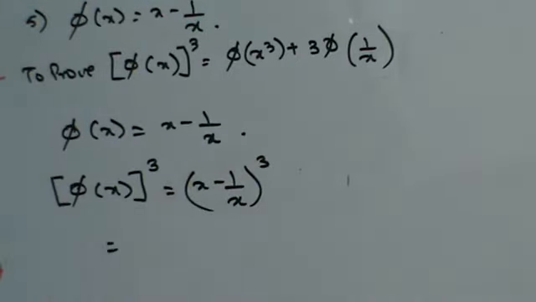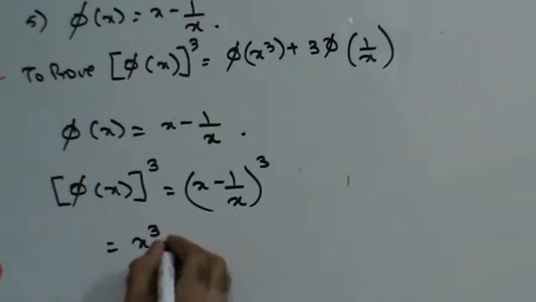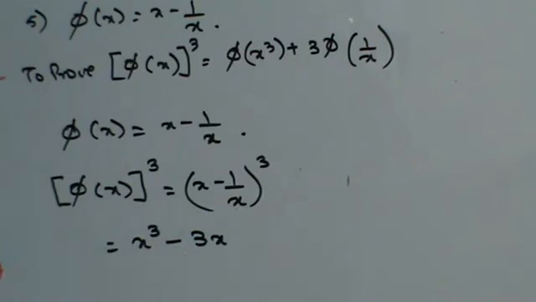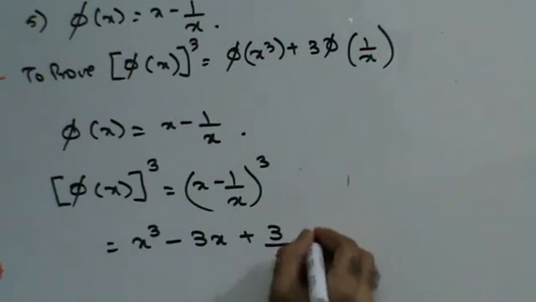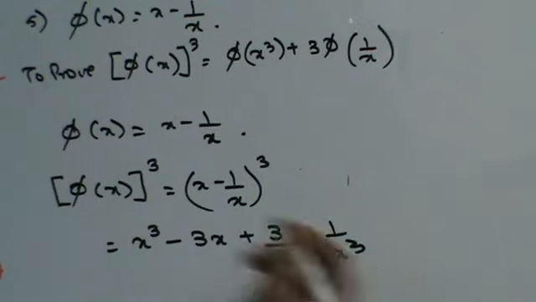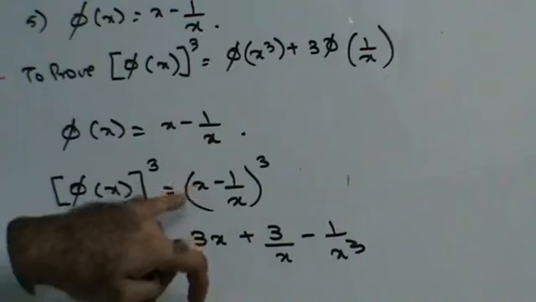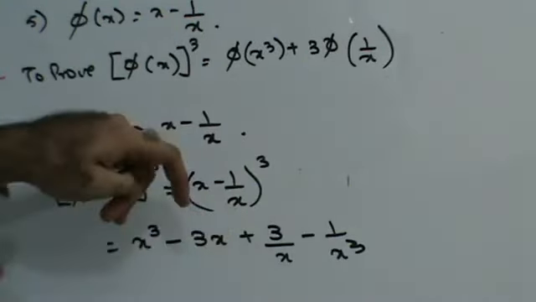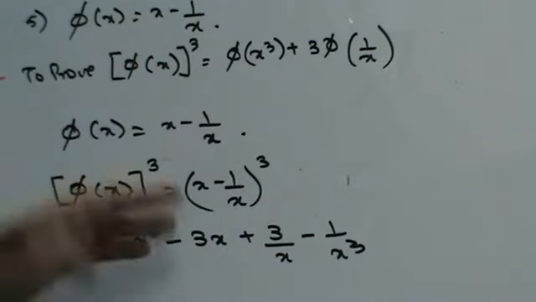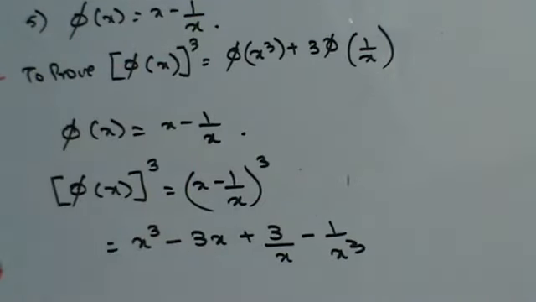This is in the form a minus b the whole cube, which will be nothing but a cube minus 3a square b plus 3ab square minus b cube. I hope everyone's followed this. 3a square b, that means this will be 3x square into 1 upon x. X square and x, so you will have only 1x remaining in the numerator. Similarly 3ab square, 3x upon x square, so you will have an x remaining in the denominator. So let's call this as equation 1.